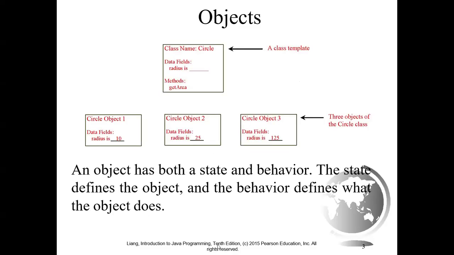And let's look at this one. So this is a class template. For example, we have the class name, which is Circle, and the data field, which we say is the attributes, right? For example, this is the radius, and we can have some method. Here a method is mentioned: get the area. So using this class template, we can create a lot of class instances. For example, for circle object one, we set its radius as 10. The second one, we set the radius as 25. For the third circle, we set the radius as 125, right? So an object can have a state and behavior, and the state defines the object, and the behavior defines what the object does.